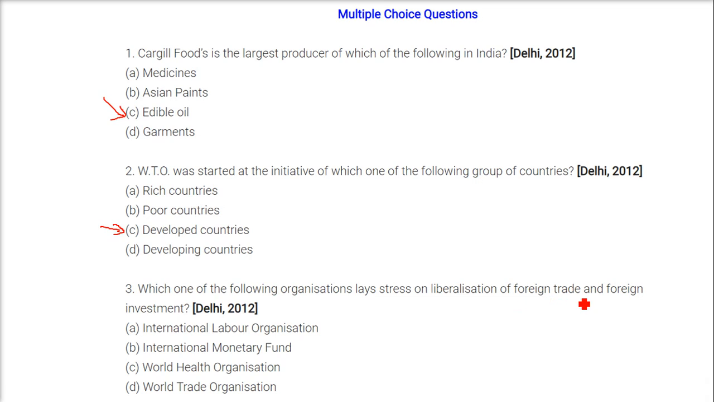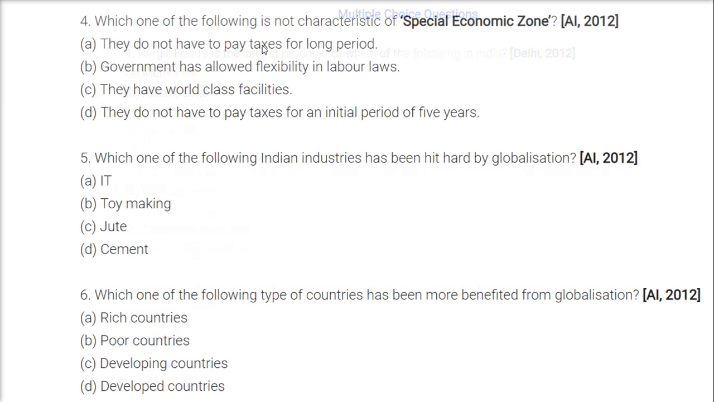Which one of the following organizations lays stress on liberalization of foreign trade and foreign investment? This is WTO, World Trade Organization. Which one of the following is not a characteristic of SEZ, Special Economic Zone? The answer is they do not have to pay taxes for a long period. They do not have to pay tax for 5 years, but after that they have to pay tax. All are true.